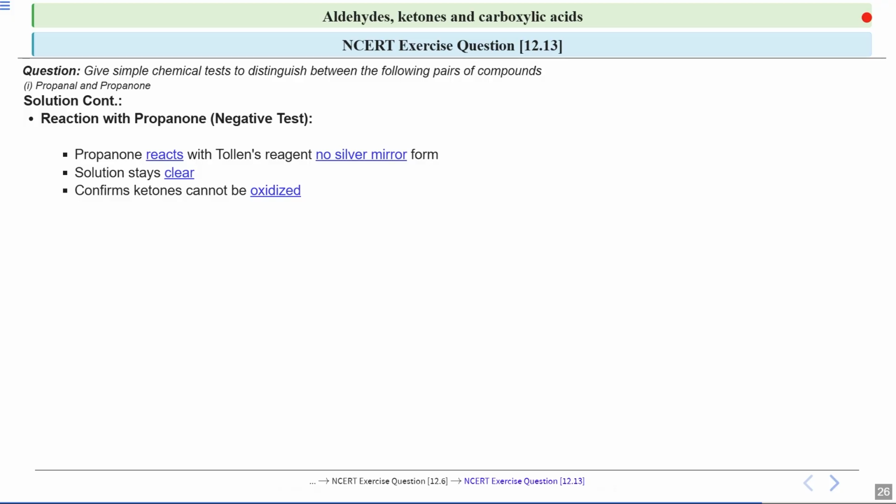which is why the silver mirror forms with them and not with ketones. If you look at the reaction, when propanone, which is a ketone, is mixed with Tollens reagent, there is no reaction. This is a very simple and reliable way to distinguish ketones from aldehydes.